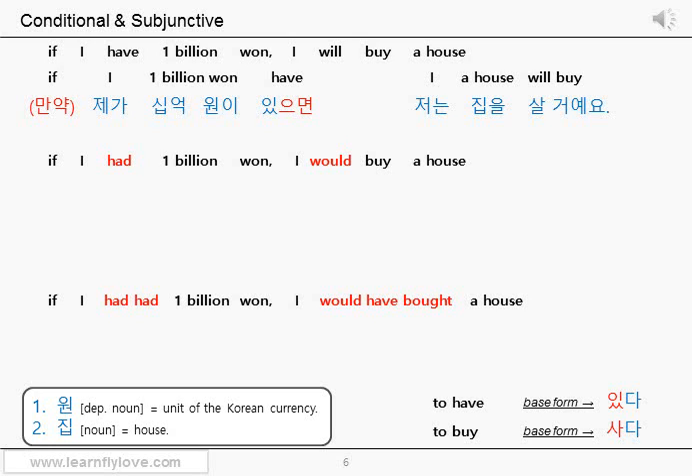The answer is no. You don't have it now. It doesn't matter if you use the present simple tense form have or the past tense form had for this sentence. The important thing is you don't have 10억 원 now. That is why you said 만약, and that is why you used 으면. Again, the important thing is the fact that you don't have 10억 원 now.